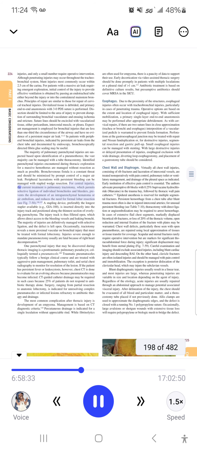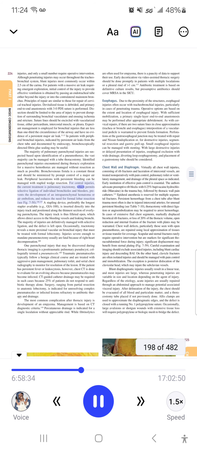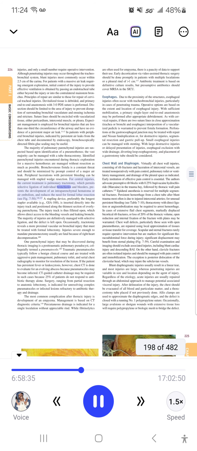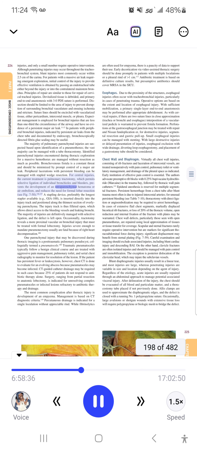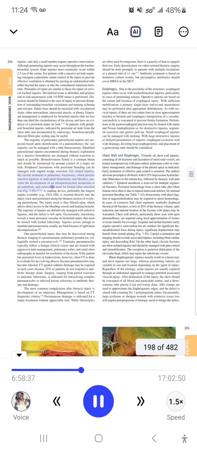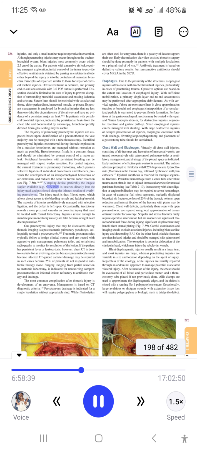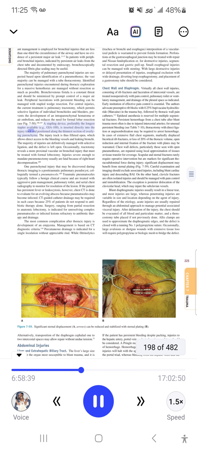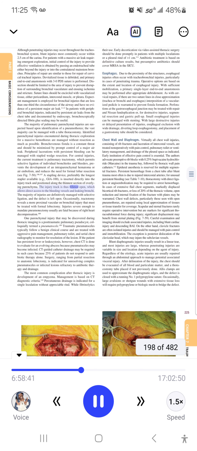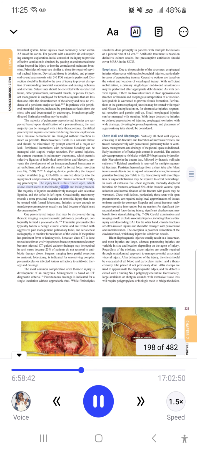For central injuries, the current treatment is pulmonary tractotomy, which permits selective ligation of individual bronchioles and bleeders, prevents the development of an intraparenchymal hematoma or air embolism, and reduces the need for formal lobar resection. A stapling device, preferably the longest stapler available, for example, GIA 100, is inserted directly into the injury tract and positioned along the thinnest section of overlying parenchyma. The injury tract is thus filleted open, which allows direct access to the bleeding vessels and leaking bronchi.